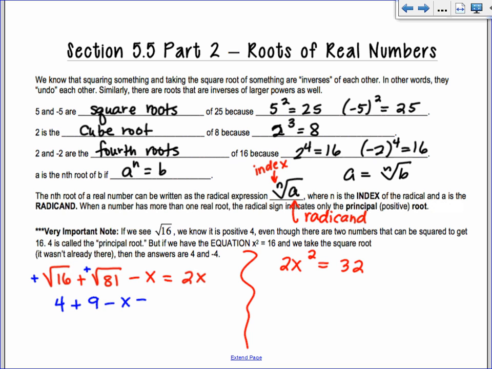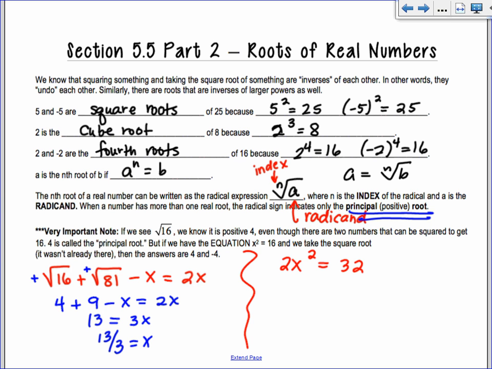Then I have minus x equals 2x. And I solve it just like normal. So I get 13 equals 3x. I add the x over. So 13 over 3 equals x. There is no plus or minus. This is my one answer. Right? I didn't do plus or minus 4 and plus or minus 9. It was just 4 and 9. That's what I'm talking about with the principal root. So if the root is already in your problem, it's already positive. Unless there was a minus sign in front of it, then it's negative.